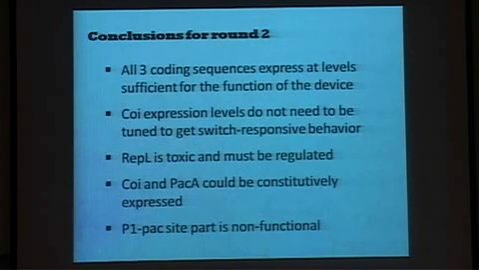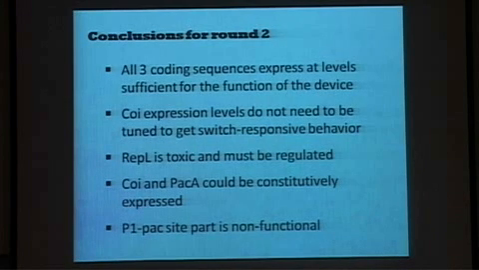So here are the conclusions you can make from this one experiment that you've done in one round of this whole process. You know that all 3 coding sequences express at levels sufficient for the function of the device on the parts as you've made them. CI expression levels do not need to be tuned to get the switching responsive behavior that you want. So this is the scenario where you very often have to do ribosome binding site tuning to make it not constitutively on or constitutively off. In this case, it doesn't seem to need that.